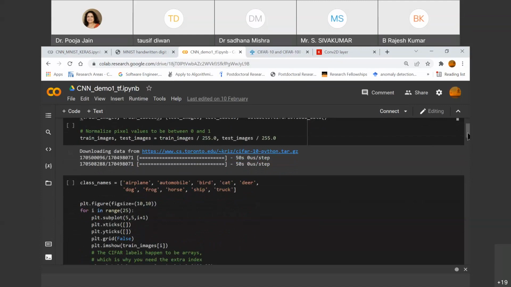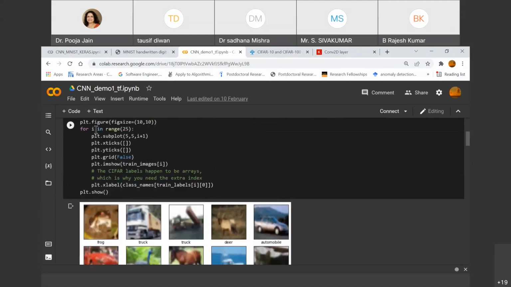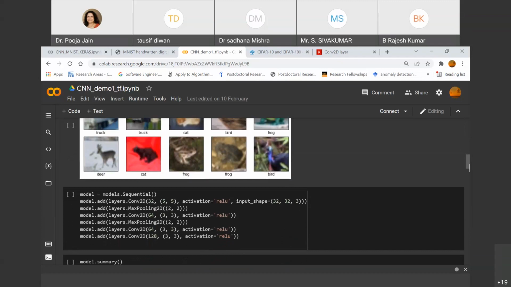What we can do after this is plot some of the images. Here the range is 25, meaning it runs from 0 to 24, so a total of 25 images are getting printed out over here. Moreover, the labels of those images are also getting printed. Just see, this is a frog image, this is a truck image, like this.